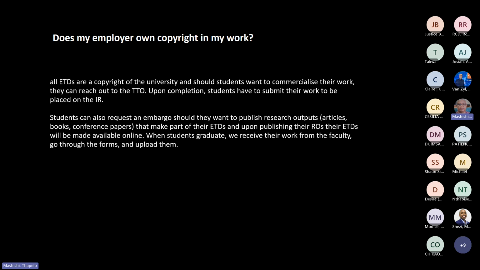So that will give you time to be able to exploit your work commercially and also to improve upon it and create more work out of it. So it is not automatic that once you've submitted your work to the IR, it will be automatically loaded on the system.